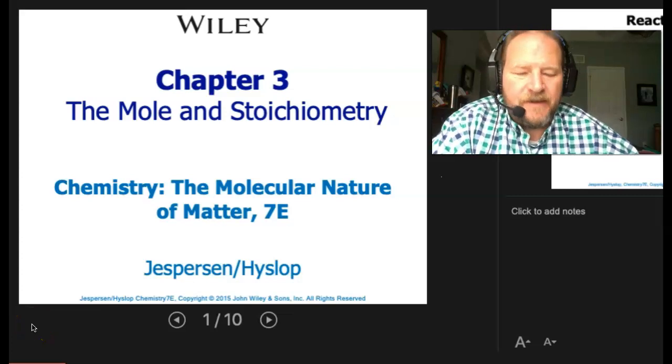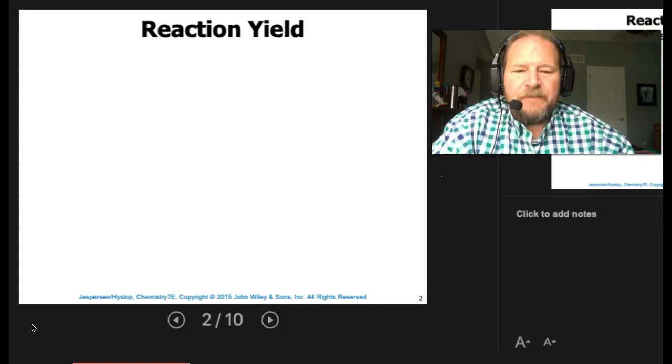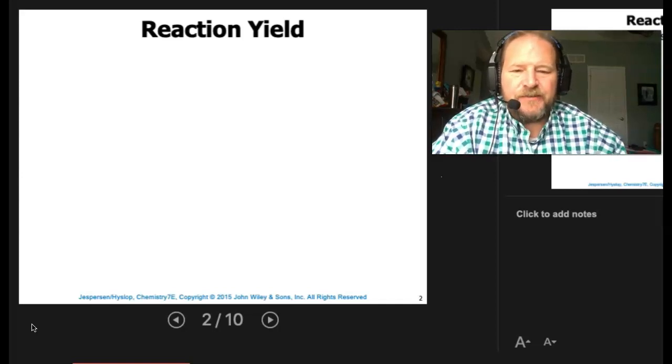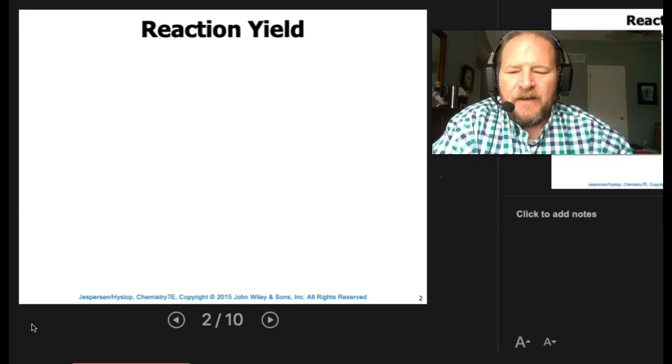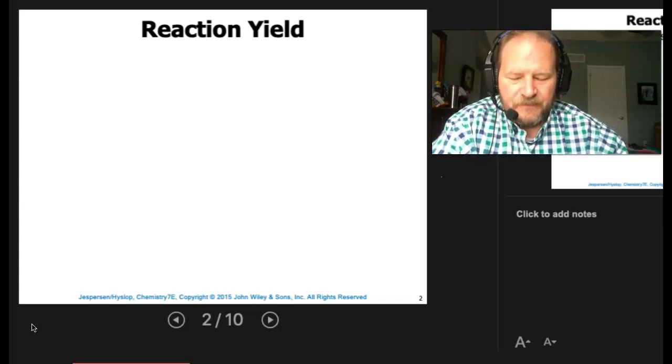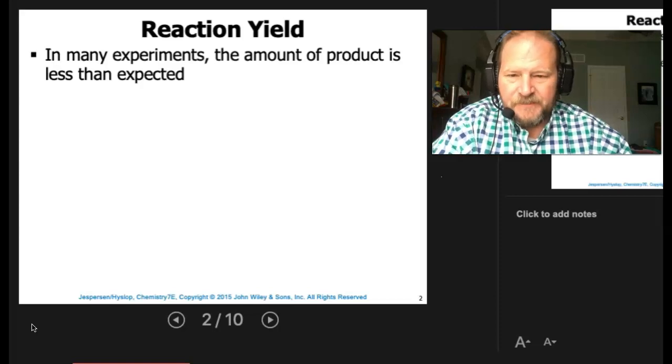All right, so our final section of chapter 3, I'm going to start right off with reaction yields. We're picking up from stoichiometry and then limiting reagent. And so we just looked at how to solve limiting reagent problems. Next, we want to look at yield.